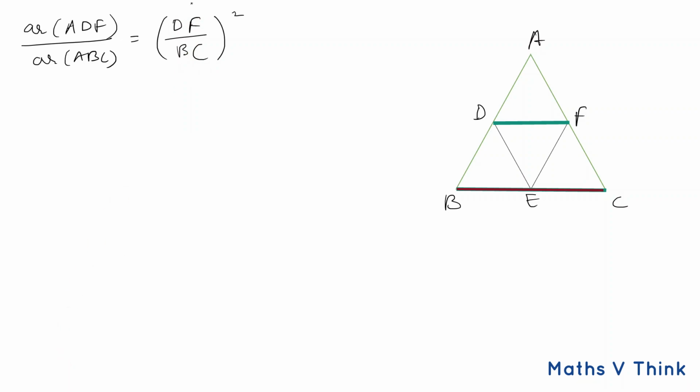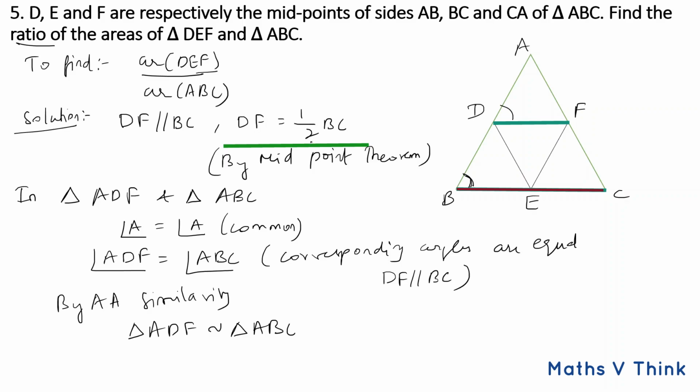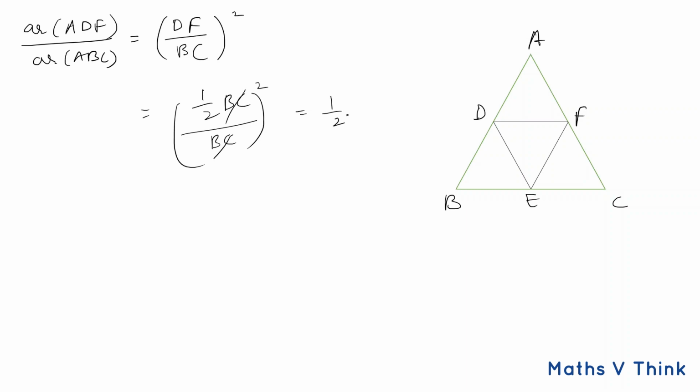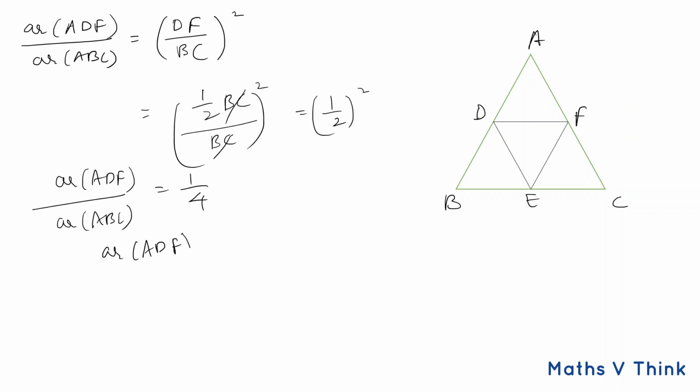Now in place of DF, I'll be substituting DF is equal to half of BC. In place of DF, half of BC divided by BC the whole square. So BC gets cancelled. So 1 by 2 the whole square, which is equal to 1 by 4. That is area of ADF divided by area of ABC. Nothing but area of ADF is equal to 1 by 4th of area of ABC.